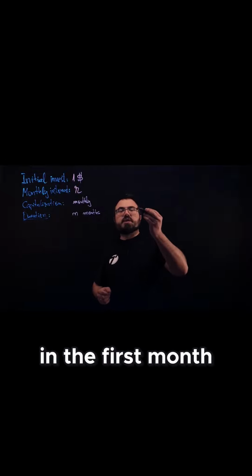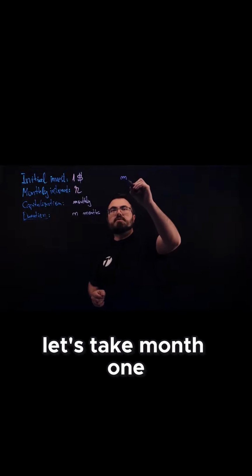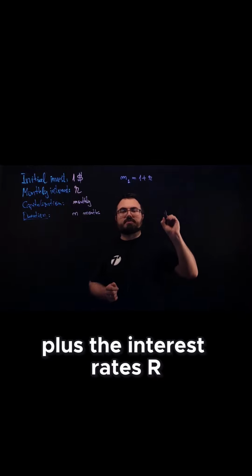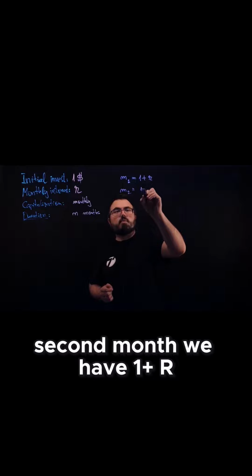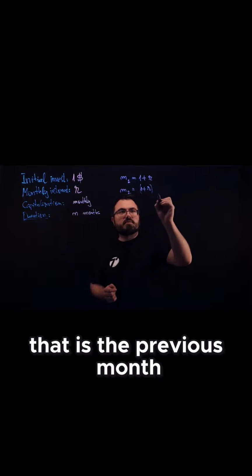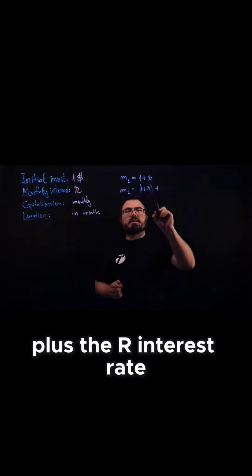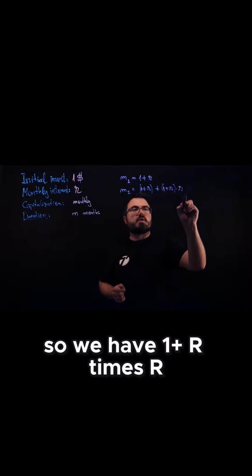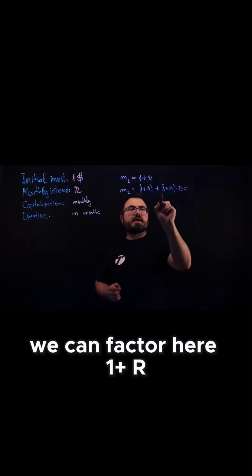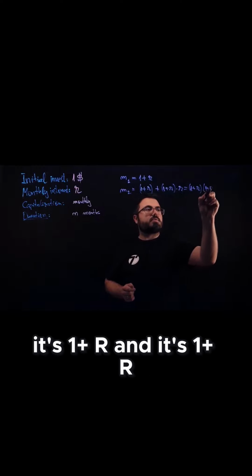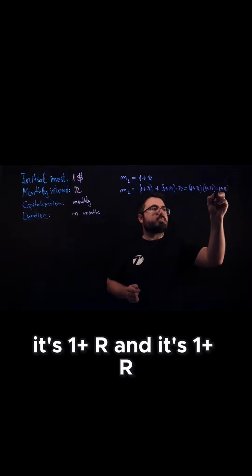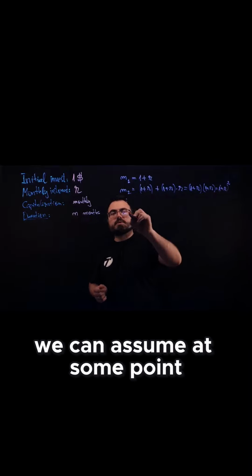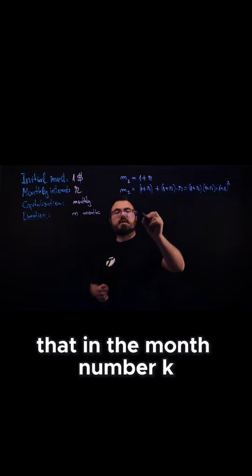Let's see what happens in the first month. Let's take month one. We have our initial dollar plus the interest rate R. Second month, we have 1 plus R, that is the previous month, plus the R interest rate applied to the value of the previous month. So we have 1 plus R times R. And this equals, we can factor here 1 plus R, it's 1 plus R, and it's (1 plus R) to the power of 2.